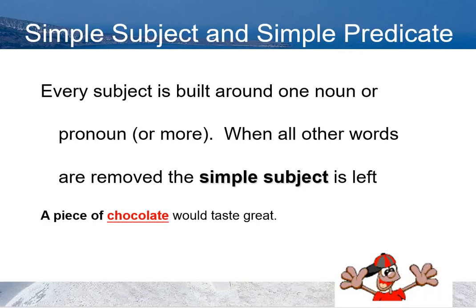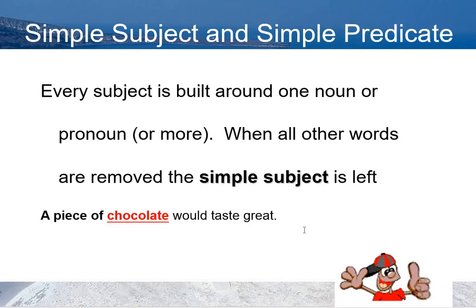Now we move forward. Simple subject and simple predicate. Previously we discussed subject and predicate. Now we want to discuss simple subject and simple predicate. Simple subject means the shortest part of subject, the key part of subject. Every subject is built around one noun or pronoun. When all other words are removed, the simple subject is left. Look at the sentence. A piece of chocolate would taste great. A piece of chocolate is subject, would taste great is predicate.